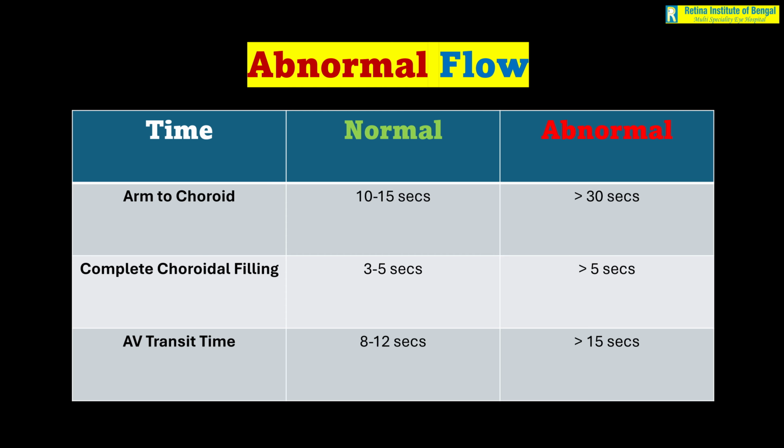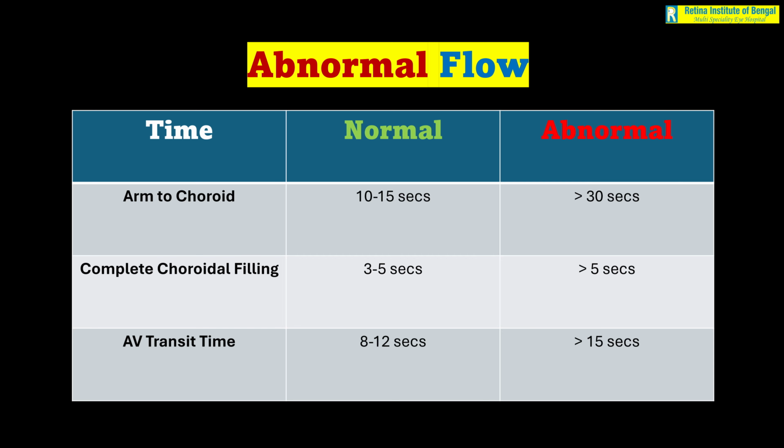But one of the most important times that we note and monitor is what we call arteriovenous transit time. This is the time taken for the dye to travel from an arteriole to the corresponding vein. So from the arteriole, the dye will enter the capillary, then the venule, and then the corresponding vein. This transit time is usually 8 to 12 seconds. If it is more than 15 seconds, it is abnormal.